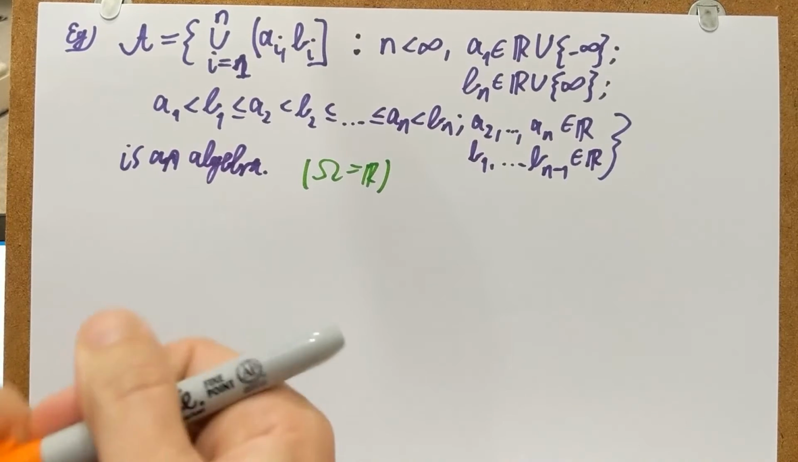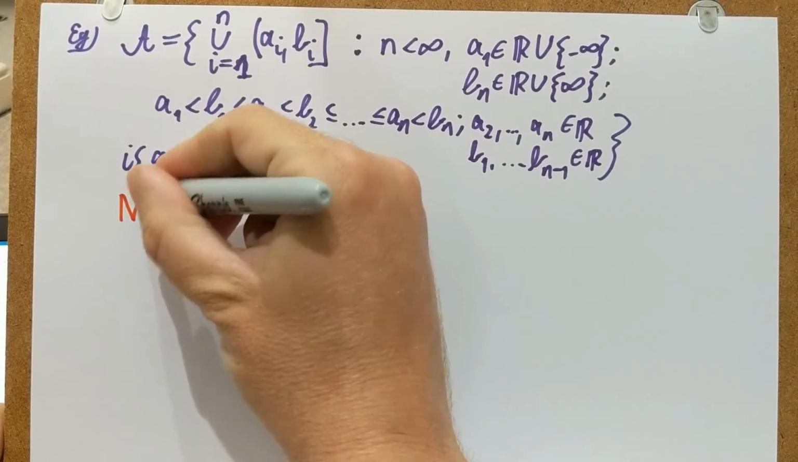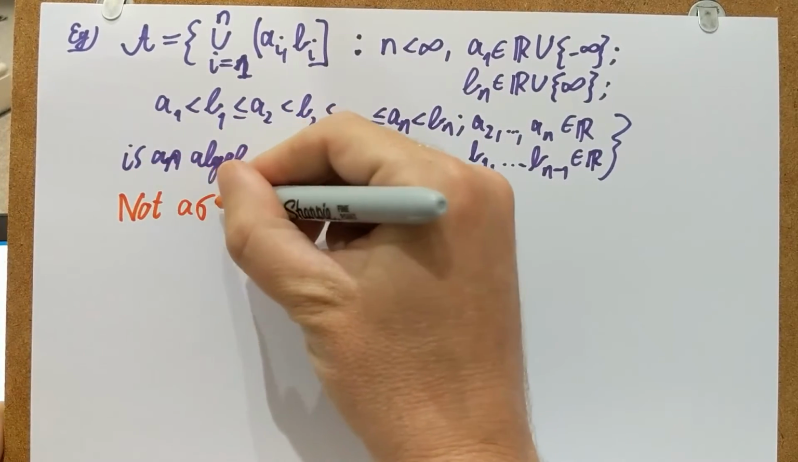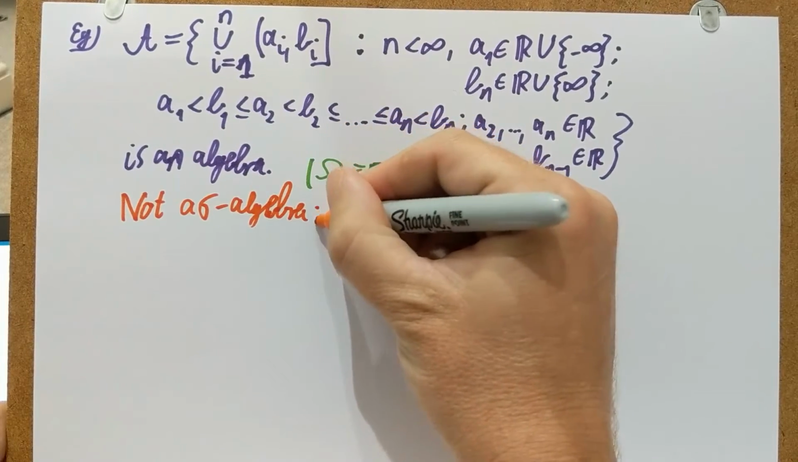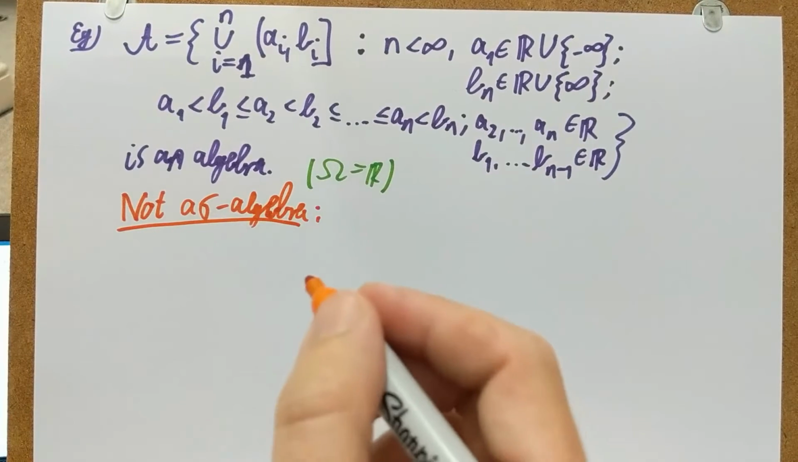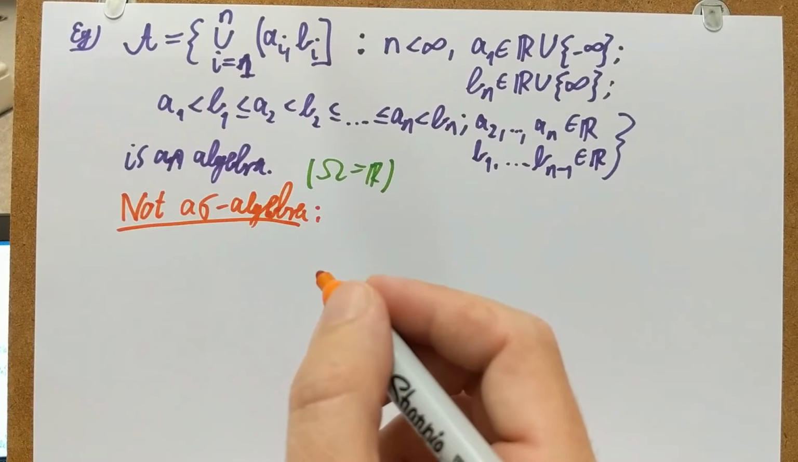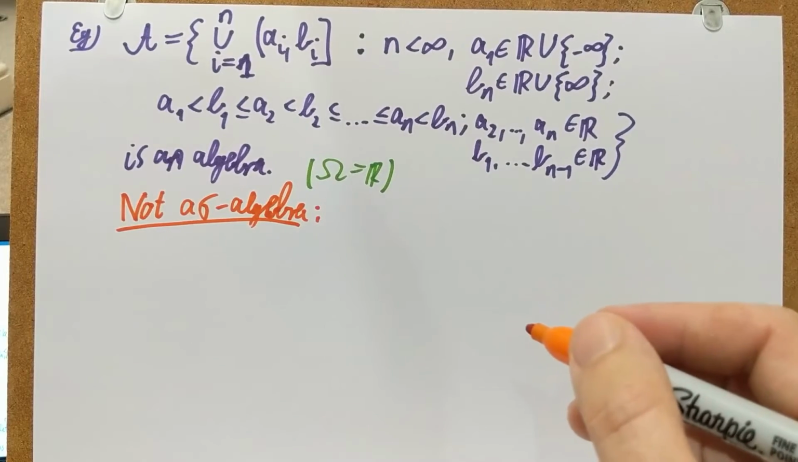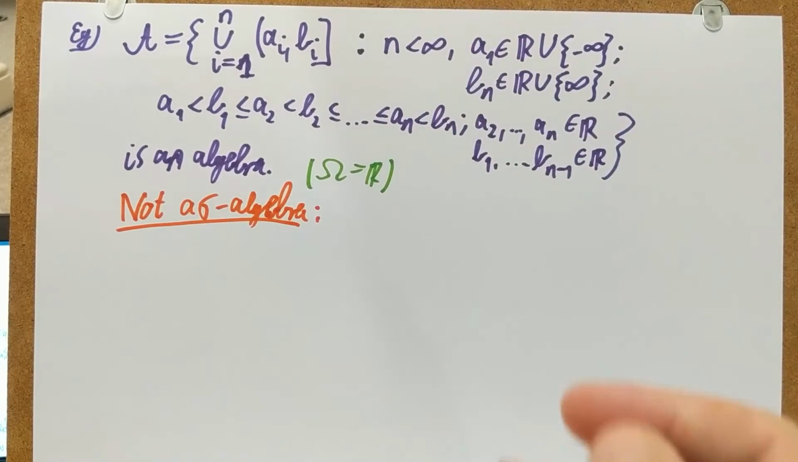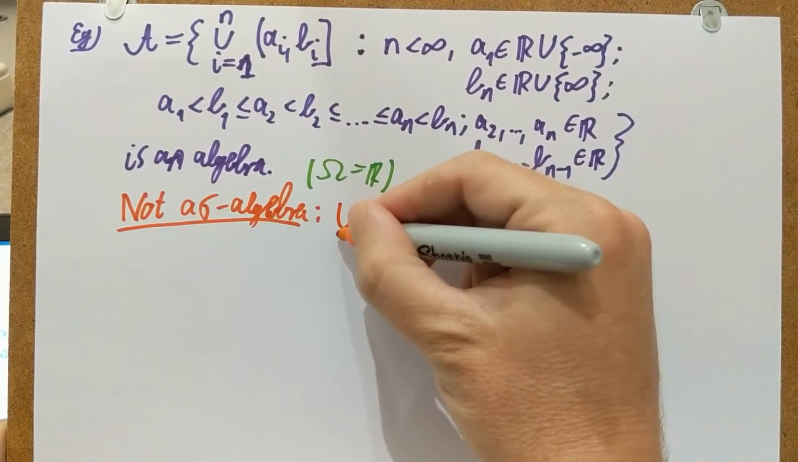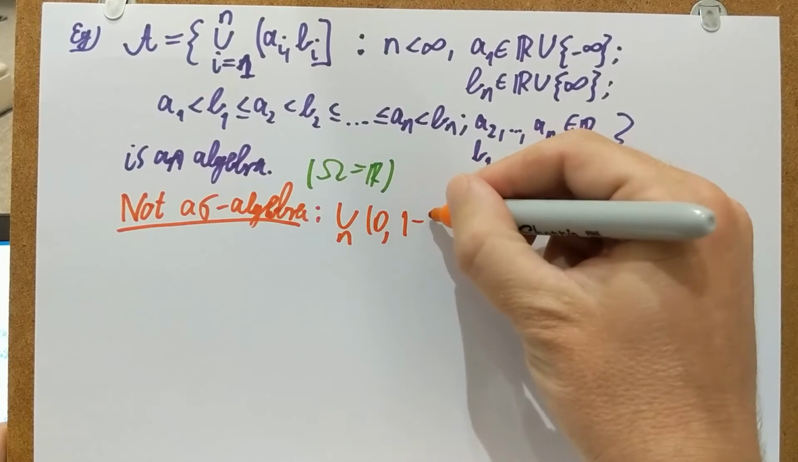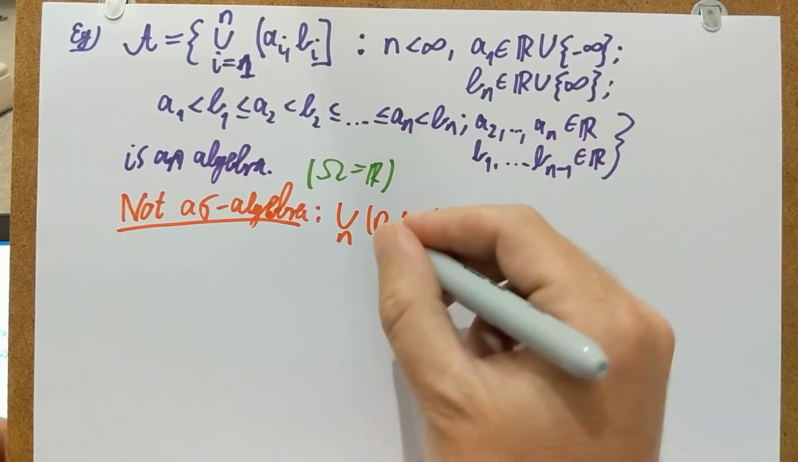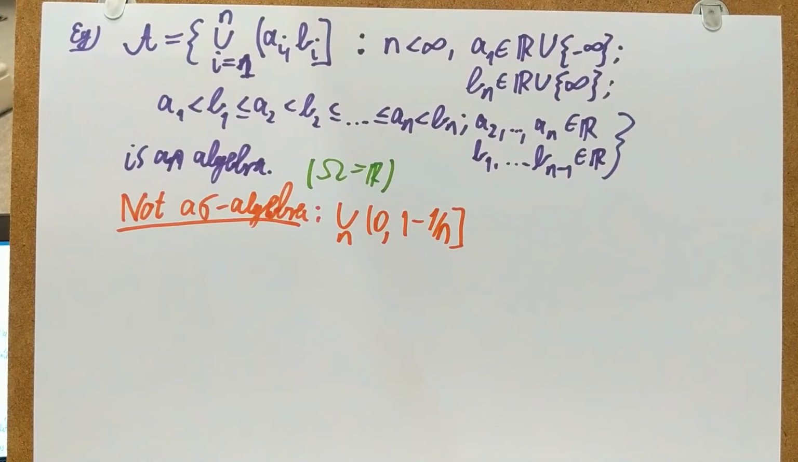So here is an important and an interesting feature. This is not a sigma algebra. Okay, why is this not a sigma algebra? Well, it's just a matter of showing an example where a countable union is not included in A. Okay, and here is my countable union. Take intervals of the form (0, 1 minus 1 over n], open on the left, closed on the right. Okay, take the union of these for all n's.